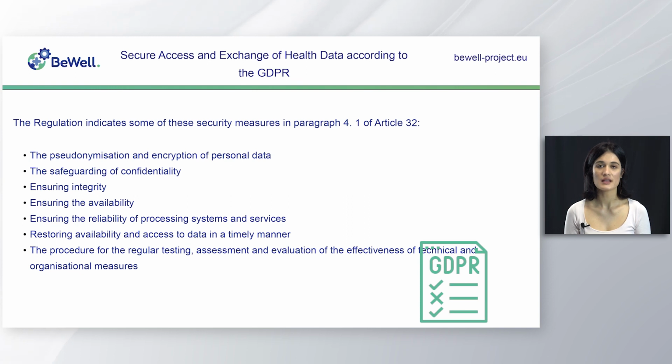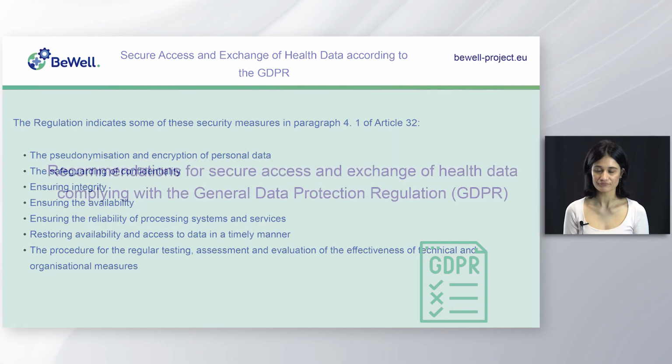3. Ensuring integrity. 4. Ensuring the availability. 5. The reliability of processing systems and services continuously. 6. Restoring availability and access to data promptly in the event of a physical or technical incident. 7. The procedure for the regular testing, assessment, and evaluation of the effectiveness of technical and organizational measures aimed at assuring the security of processing.